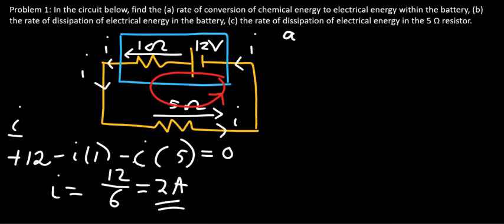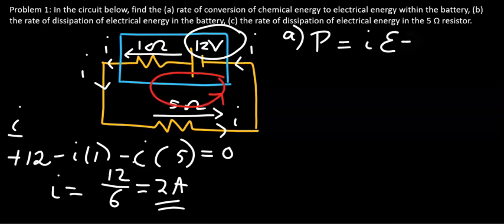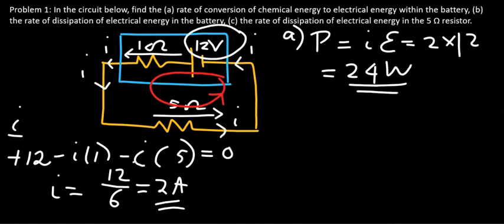And now you can answer the question. Part A is the rate of conversion of chemical energy to electrical energy within the battery. So that is to say, what is the amount of power supplied by this 12 volt battery? Now that is quite simply the current through the battery times the EMF of the battery. We have determined the current I to be 2 and the EMF is 12. So together you get 24 watts for part A.